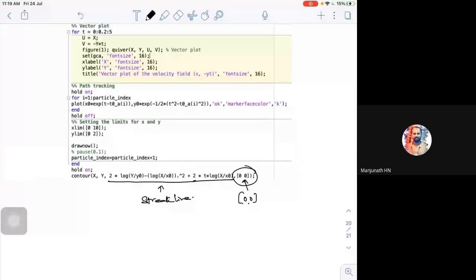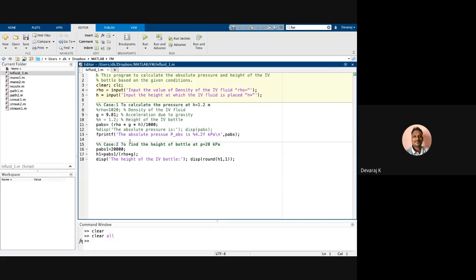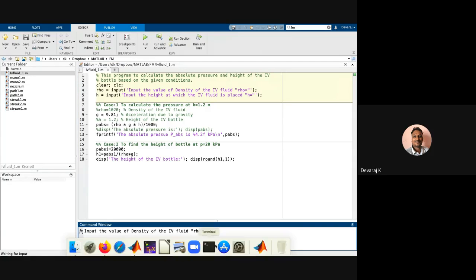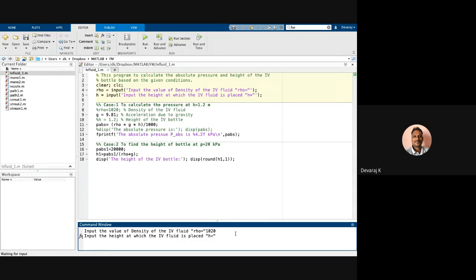I think we have around 15-20 minutes. So this code, this program is to calculate the absolute pressure and the height of the fluid. Now, as I told you, I'm going to input the density, height, and G. G is already inside the code, and I'm going to calculate the pressure. So let me run this particular code. We enter the value of the density. So maybe in the problem statement it was 1020 or something. Let me give that. And the height was 1.2 meters, whatever it may be, 1.2.